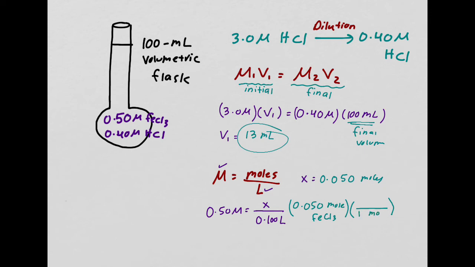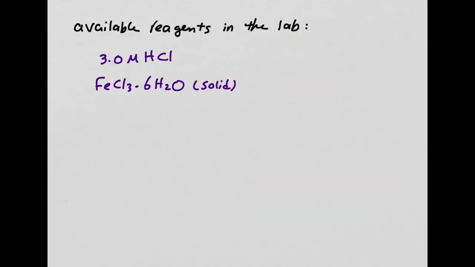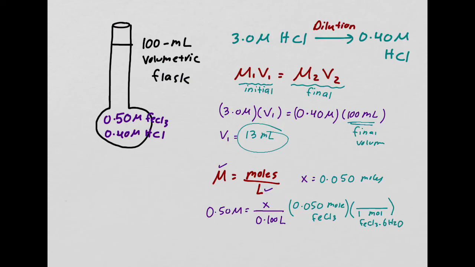Okay. So 1 mole of FeCl3 with 6 water. Now hold on. Why did I end up getting this? Remember, what you have available to you in the lab is iron 3 chloride hexahydrate. So it's a hydrate that is available to you in the lab. So this is what we have in the lab, so I need to use the molar mass of this one. I'm going to give you a second. Pause me and calculate what is the molar mass of this.